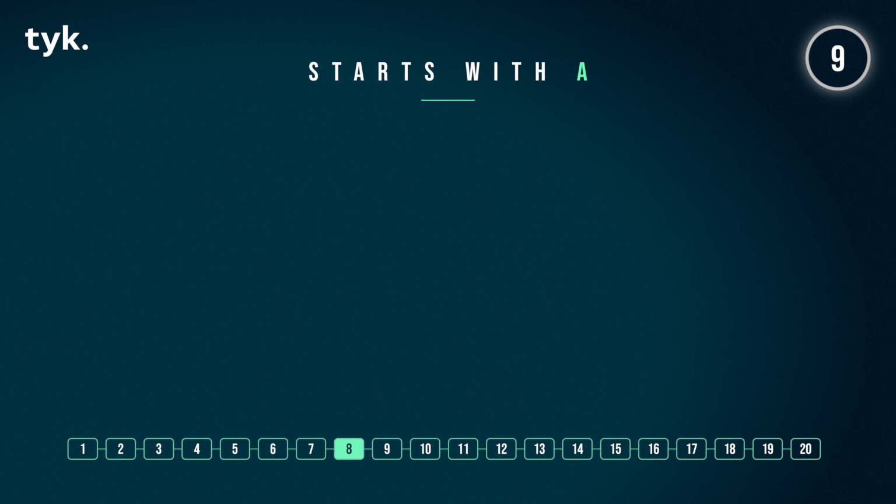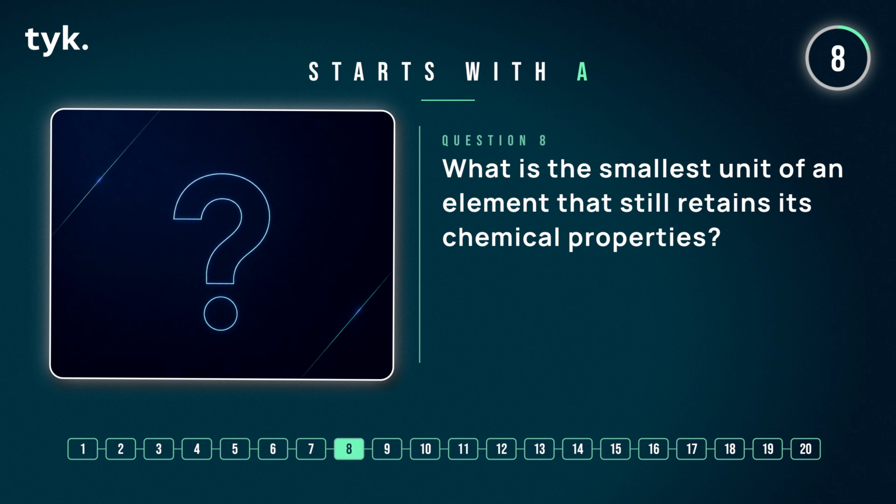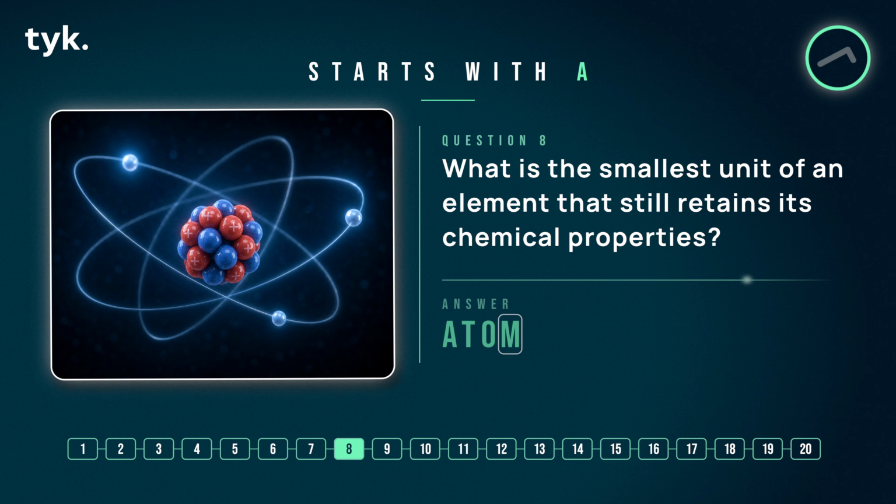Next up, what is the smallest unit of an element that still retains its chemical properties? The answer is the atom. More than 99.9% of an atom's volume is empty space.